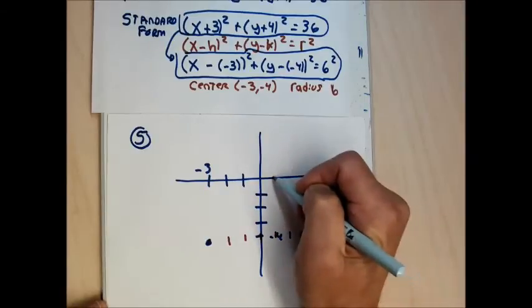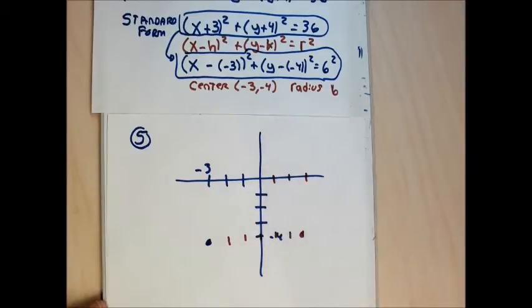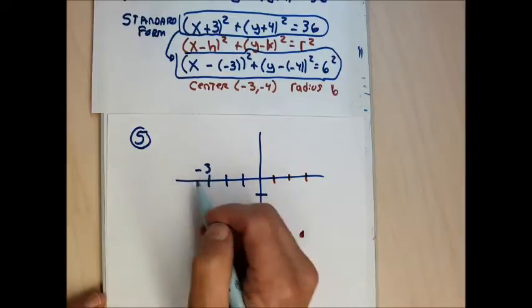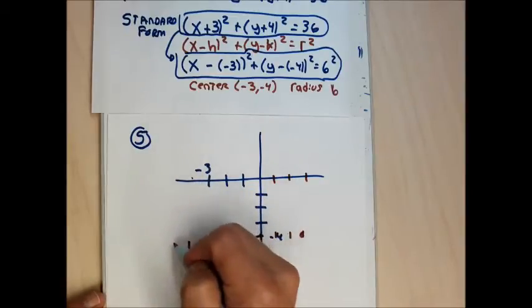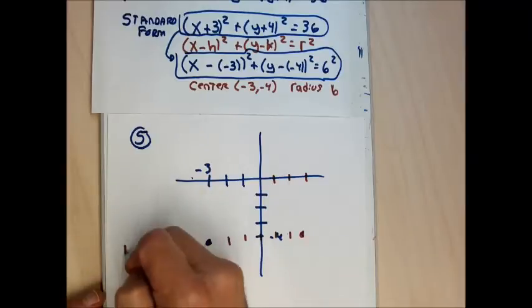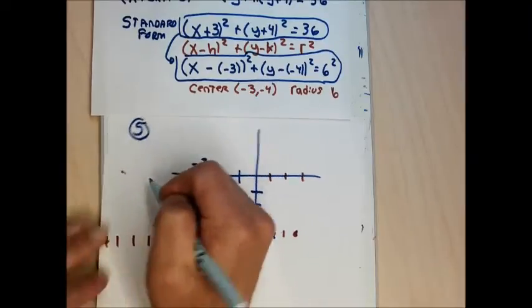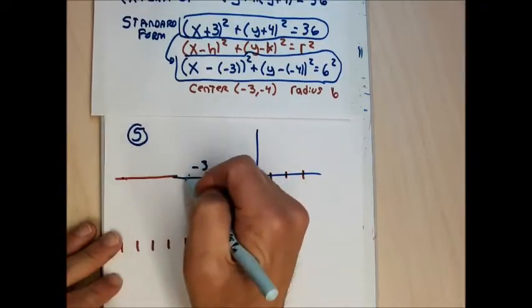Make a dot. It doesn't really matter if I write the number ticks on the x-axis. And I'm going to go left 6. So 1, 2, 3, 4, 5, 6. Again, it doesn't matter if I make the dashes on the x-axis so much.